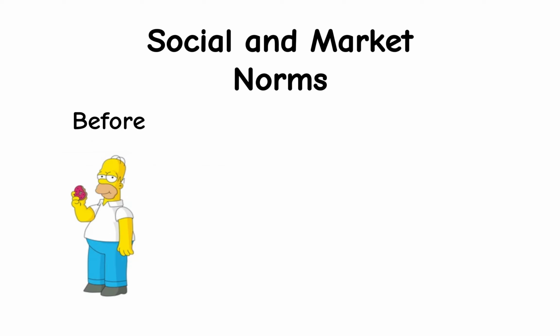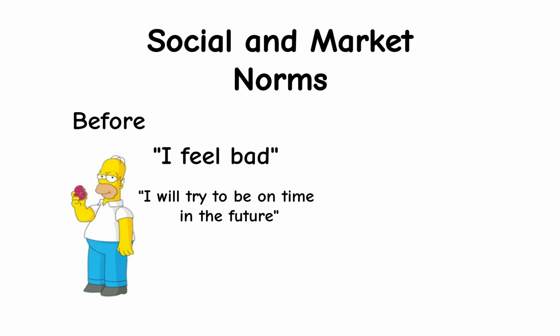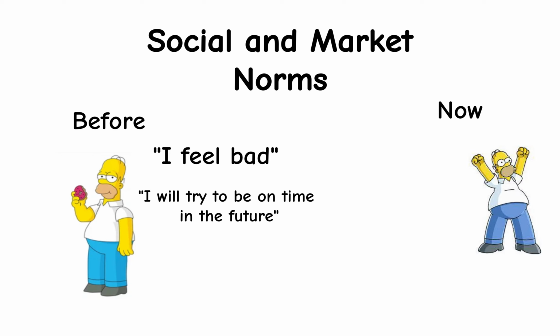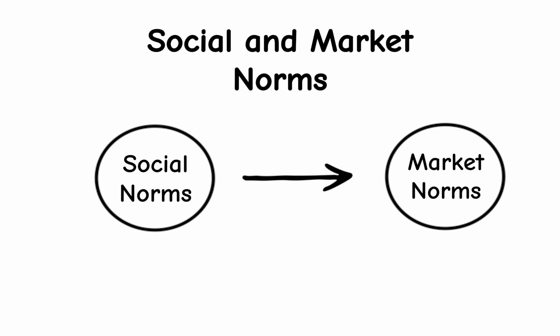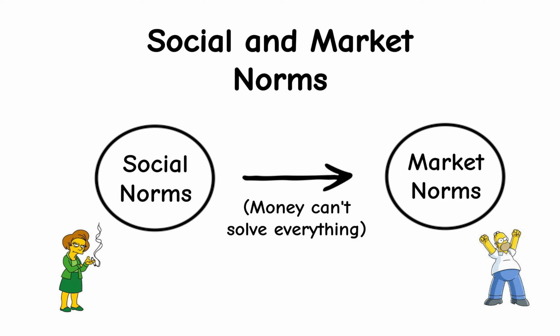Before the fine was created, parents felt guilt for arriving late and were more likely to pick up their kids on time in the future. But if they have to pay a fine, now they see it as a market exchange. They just buy their permission to arrive late. This shows us how replacing social norms with market norms can harm us. Also, the effect is lasting. After the fine was removed, the situation didn't improve. So it's difficult to go back to social norms after introducing market norms to the relationship.